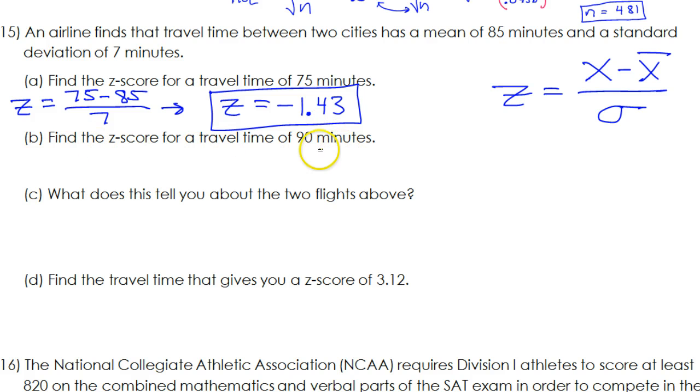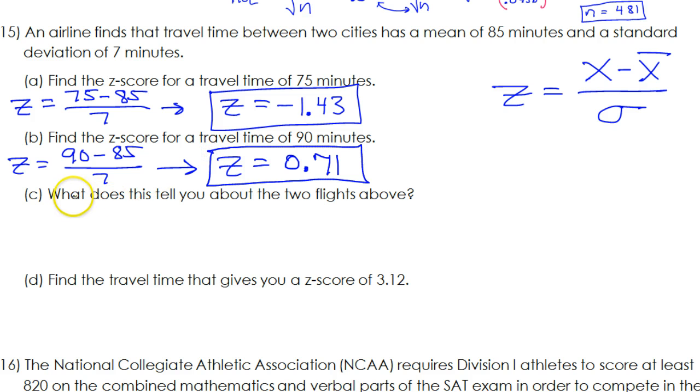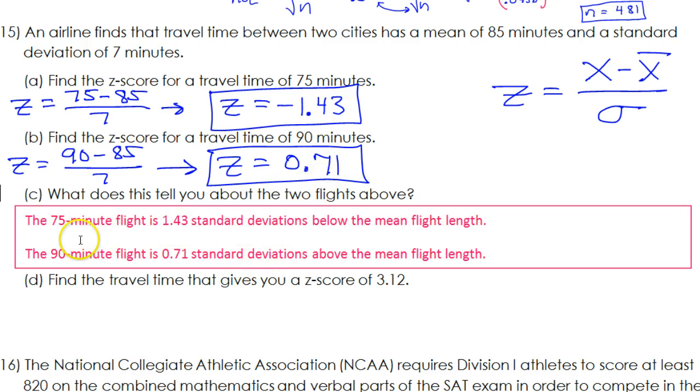Let's do the same thing for 90-minute travel time for part B. Alright, so that would mean 90 minus 85 divided by 7. Alright, I'm getting z equals 0.71 for that one. Okay, what does this tell you about the two flights above? Well, these numbers tell us that the 75-minute flight is 1.43 standard deviations below the mean flight length, and the 90-minute flight is 0.71 standard deviations above the mean flight length.